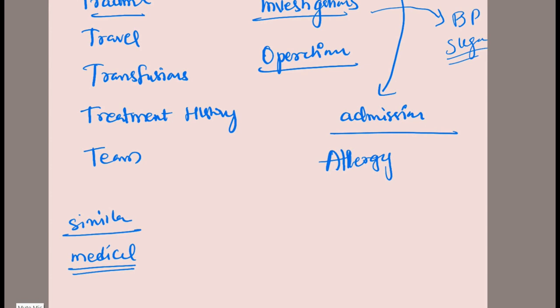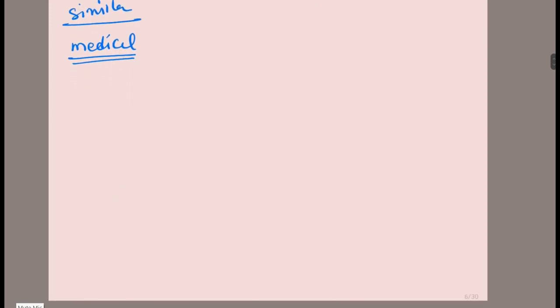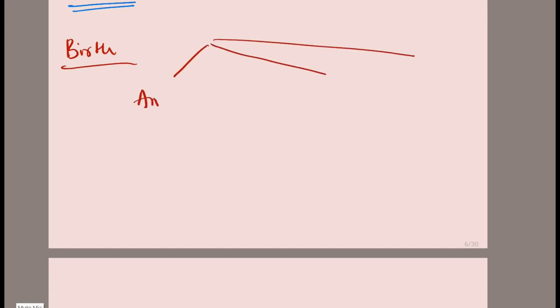And also in a known case of seizures, any drug levels done for the anti-epileptics, that can be asked. Any drug levels done for the medications, you can ask. Okay, this is all about the past history. Next is the birth history. In the birth history, you need to take the antenatal and natal history and the postnatal history.